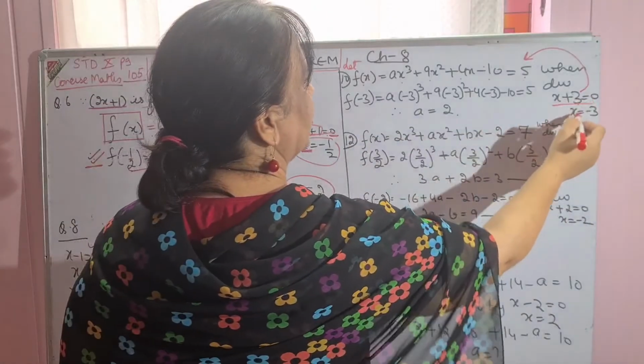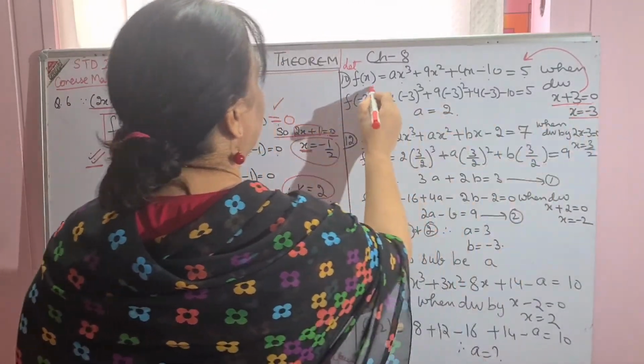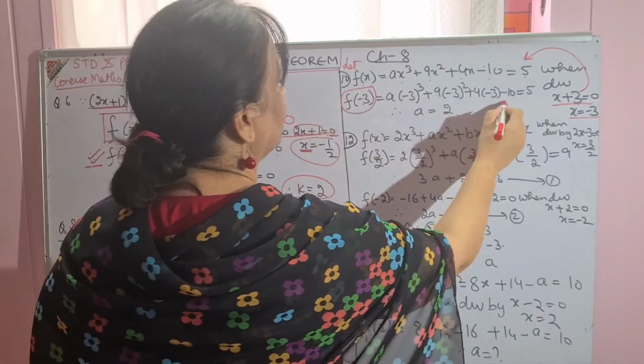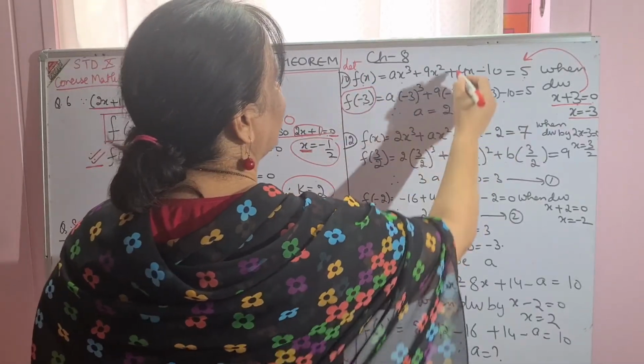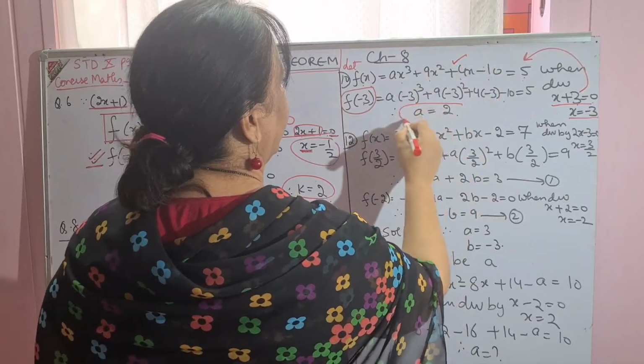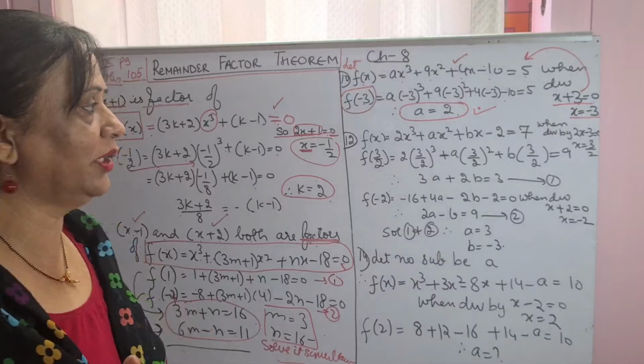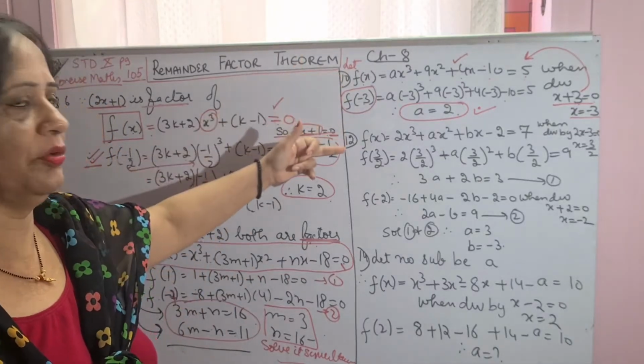x plus 3 is equal to 0, or x is equal to minus 3. Put it in the value of x, substitute in the place of x in the given polynomial, and a is your required answer. See how easy it is. You wanted me to explain it. This is the way you are going to do it.